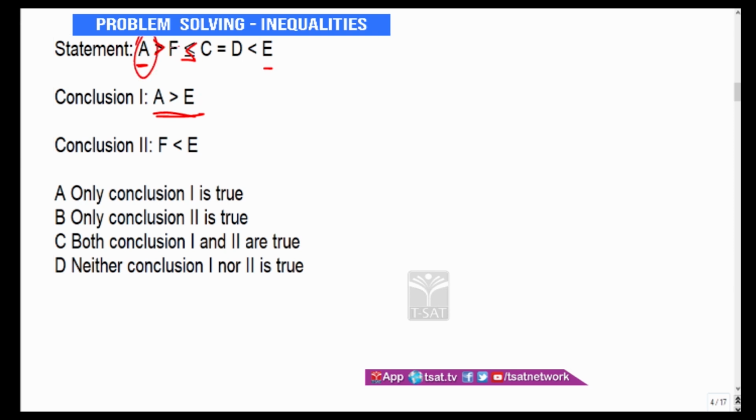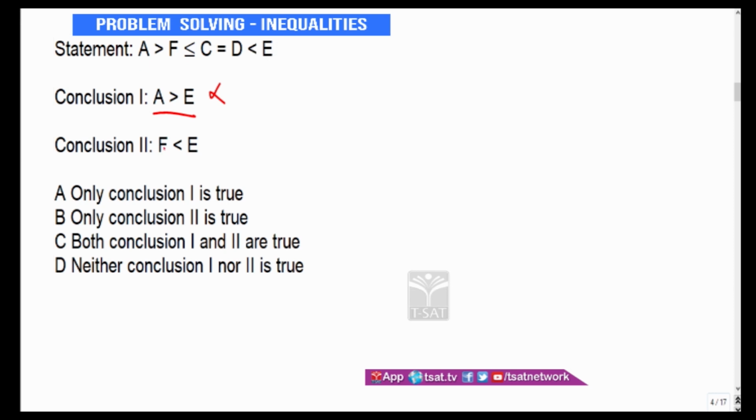So between A and E, you can see the opposite symbols. Here the greater than is given, here the less than is given. When greater than and less than both are given, obviously this conclusion becomes wrong. Now let's see the second conclusion.